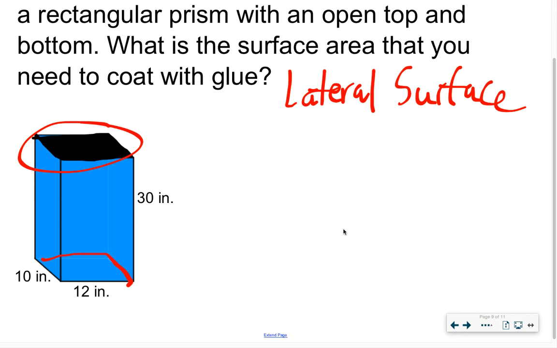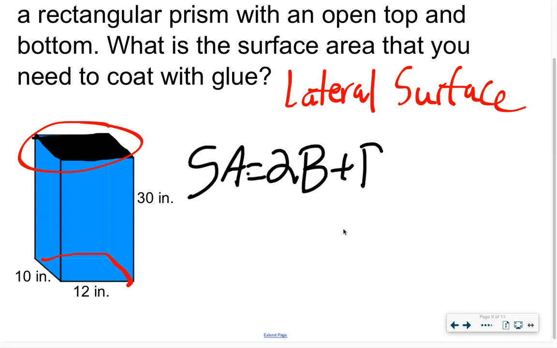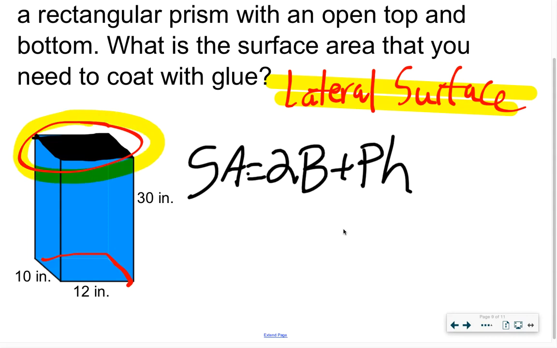So you need to coat all the lateral surfaces, all the sides of it, with glue. How much area is that? Well, there we go. Would you like to memorize a separate formula? No, I'm not going to teach you that. Let's keep life simple. Find the surface area, 2B plus Ph. But here it comes. Because we are doing lateral surface area, this square on top and this square on bottom have been cut off. They are gone. They are not there.